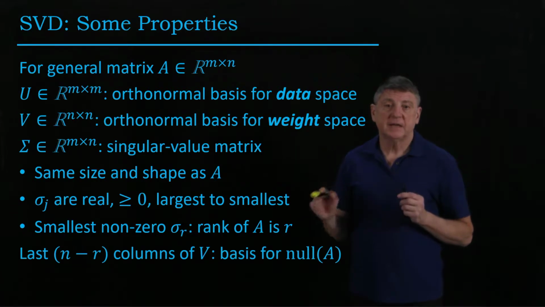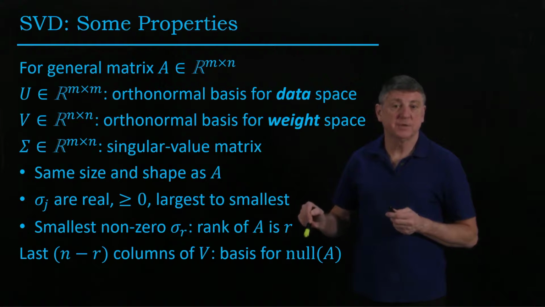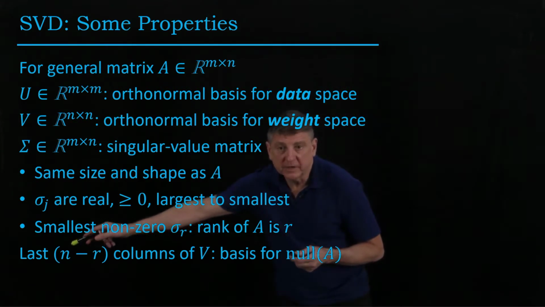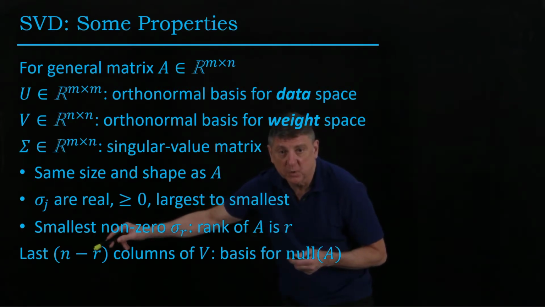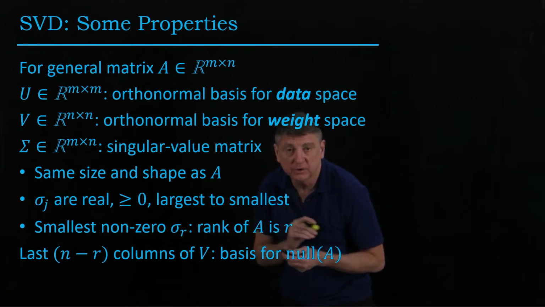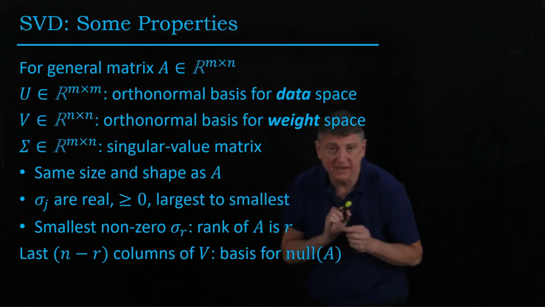The last columns of V are a basis for the null space. And here what we're saying is that we could start at n and then we could back off until we get to r plus 1, and those columns of V would constitute a basis for the null space of A.